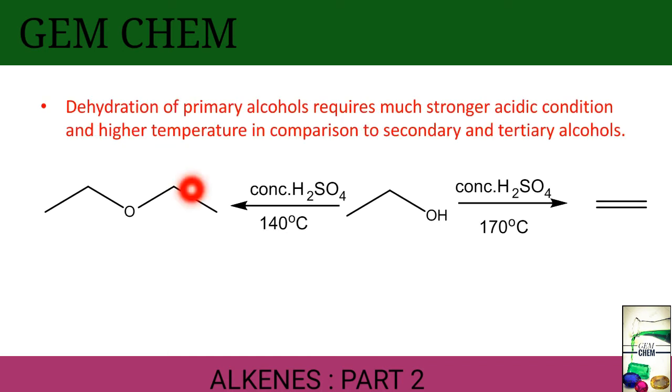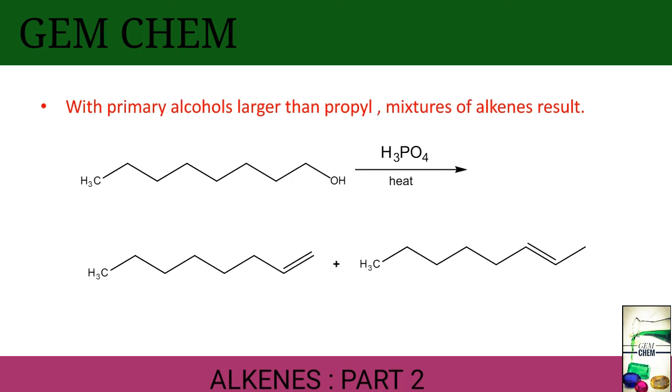Now let us see this one. Dehydration of primary alcohols requires much stronger acidic conditions and higher temperature in comparison to secondary and tertiary alcohols. Because a primary alcohol reacting at low temperature basically dimerizes and forms an ether, that is diethyl ether. And if the temperature is increased to 170 degrees, then there is a formation of alkene. So this is an important fact.